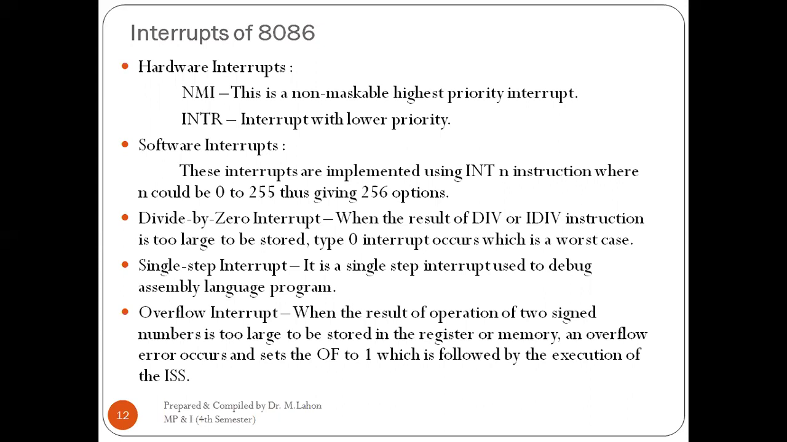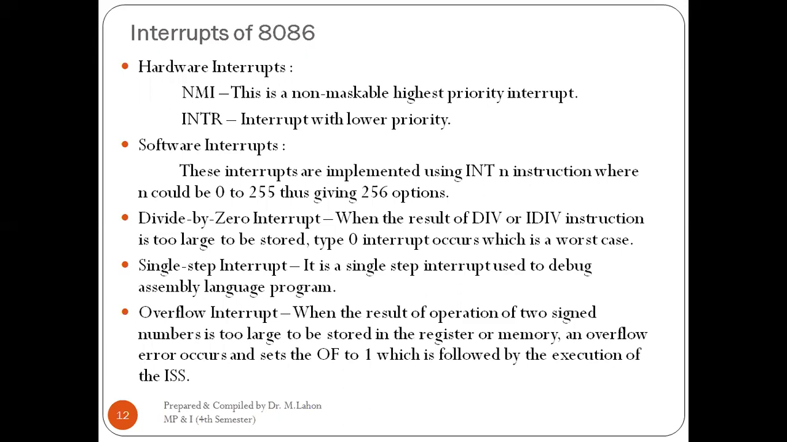So the interrupts in 8086, the hardware interrupts are NMI, which is the highest priority interrupt, and INTR, interrupt with lower priority. Among the hardware interrupts, NMI has the highest priority. In case of software interrupts, these interrupts are implemented using the INT N instruction, where this N can take a value from 0 to 255. That means you can go for 256 interrupts depending on the situation. Depending on the interrupt, the microprocessor will move on to the interrupt service subroutine, perform the function and come back to the original. So this is about the software interrupts.